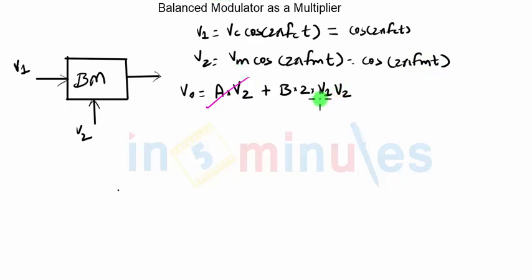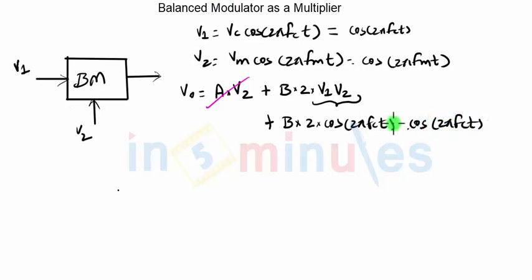So this is the most important operation, because we could multiply the two signals V1 and V2. In the next step we could write V1 as cos 2 pi fct and V2 as cos 2 pi fmt. Because we could multiply them, I could use the formula of cos A into cos B, and this further gives me the two terms in the form of fc plus fm and fc minus fm. So the most important operation taking place is nothing but the multiplication of the two signals.